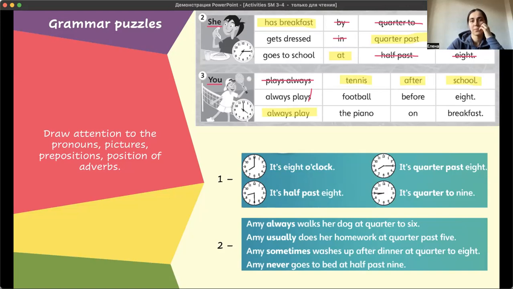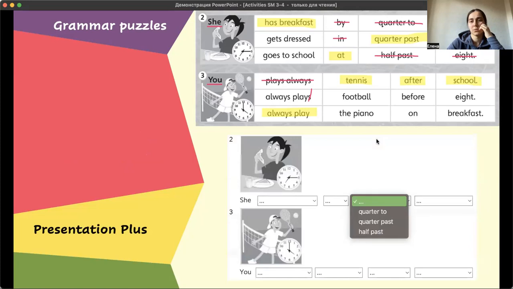So this is my way. And also, let's look at what Presentation Plus says. They have a more difficult version because students don't see the full structure. So they need just to press and scroll to see the variants. So they don't understand what is in the next column. So again, I think in the workbook it is better presented.